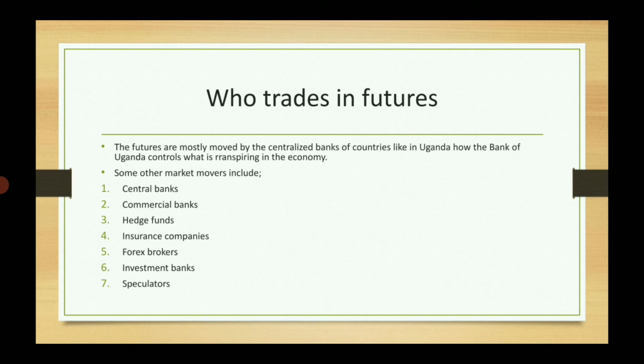Those are central banks, the ones which deal with the country, like the Federal Reserve of the United States, the Bank of Japan in Japan, the Bank of Uganda here in the Republic of Uganda. And then there are commercial banks. Commercial banks are owned by private companies, owned by different people.